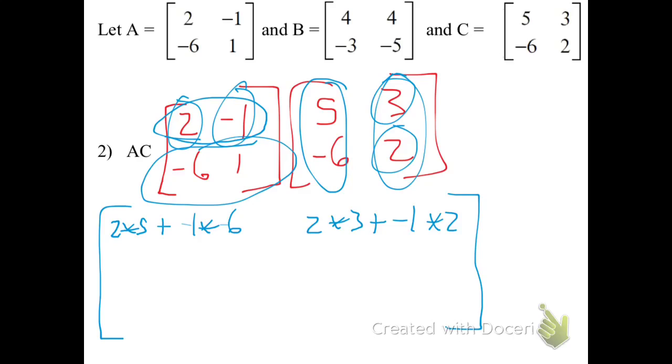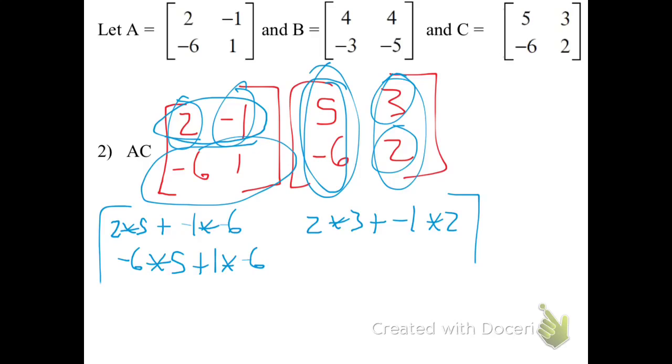Okay, remember, first number with the first number, second number with the second one. Now we need to get our second row there. You got -6. Here, let's put that up more. I don't want to take up all the space. You got -6 times 5. You have to add 1 times -6 because we multiply by that first column there. Time to multiply by the second column. You have to take -6 times 3, and you add 1 times 2.